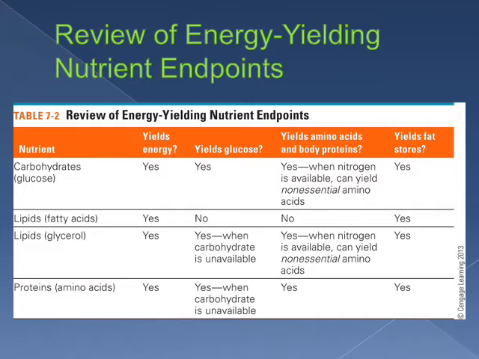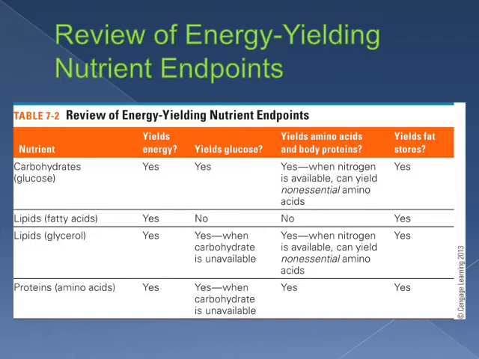In terms of yielding amino acids, glucose, if nitrogen is available, can yield non-essential amino acids. Remember, those are the ones that the body can make. You don't have to get them from the diet because your body can make them. But there has to be enough protein in the diet overall because there has to be enough nitrogen available. Fatty acids cannot yield amino acids. Glycerol can, again, when nitrogen is available. And amino acids can also yield amino acids.